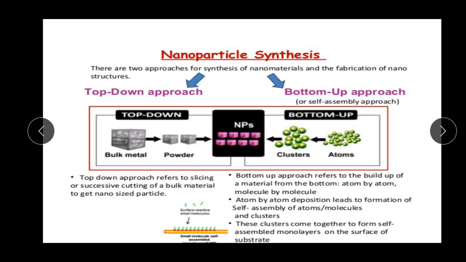shape of the particle. So coming to the bottom up approach, dear students, initially the materials are in atomic or molecular form, then they are combined together to form a cluster, then that cluster is fed into the synthesis process. Finally we can get the solid nanoparticle powders. The bottom up approach refers to the build up of materials from the bottom, atom by atom or molecule by molecule. Atom by atom deposition leads to the formation of self assembled atoms or molecules and clusters. These clusters come together to form a self assembled monolayer on the surface of the substrate.